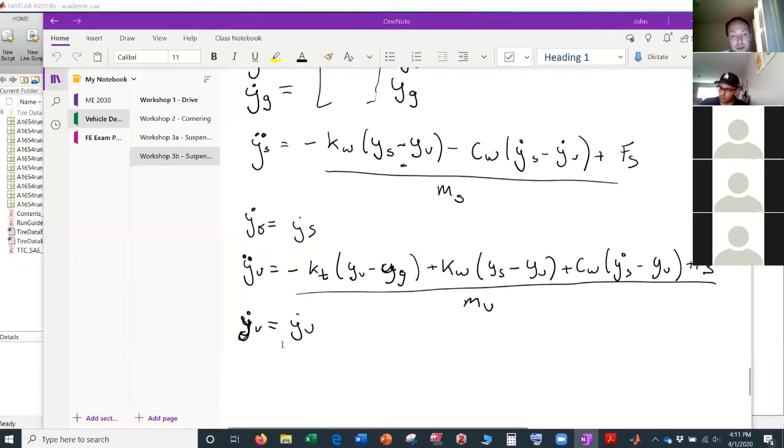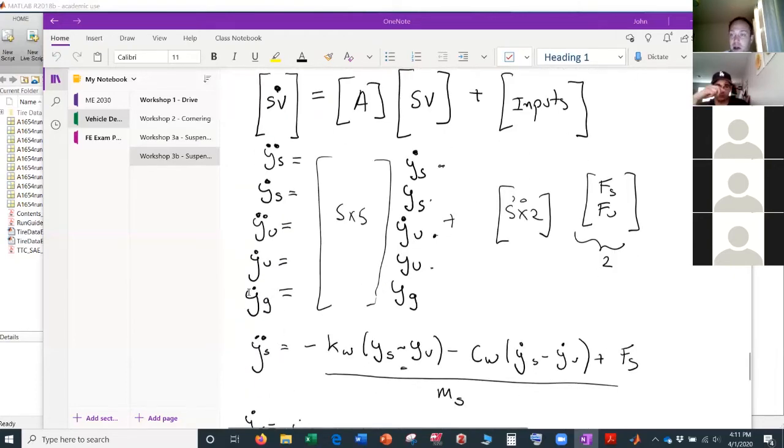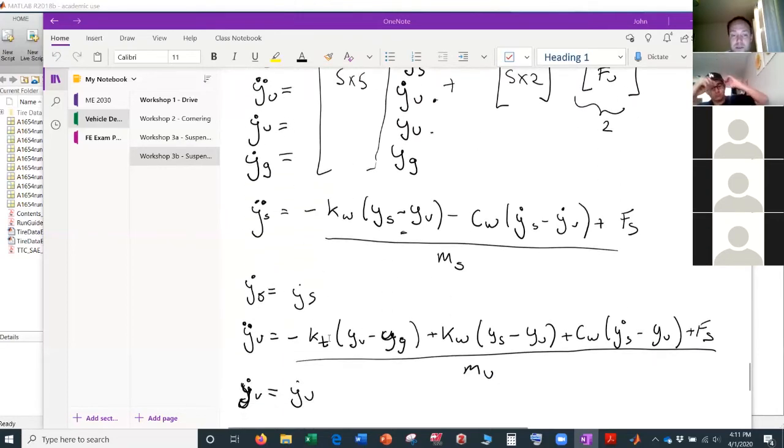Right? And y unsprung, I'm not even going to keep track. I don't care about the velocity of the ground, so I'm not even going to track it. I'm just not even going to do that equation, which is nice. Okay, so let's go into MATLAB and let's start coding.